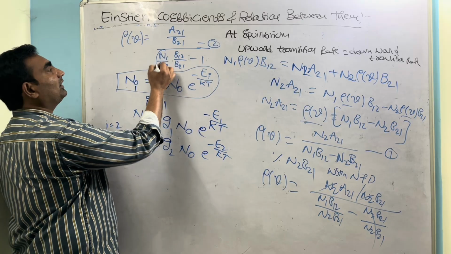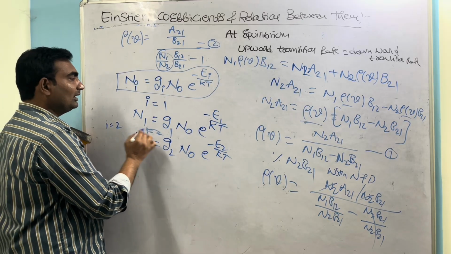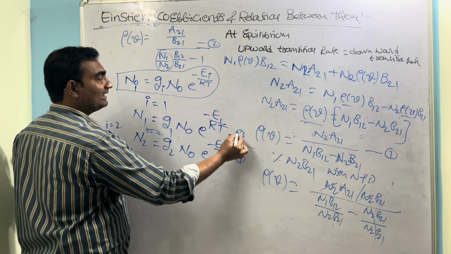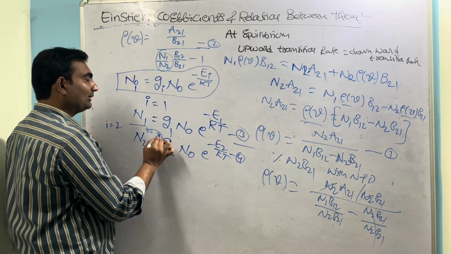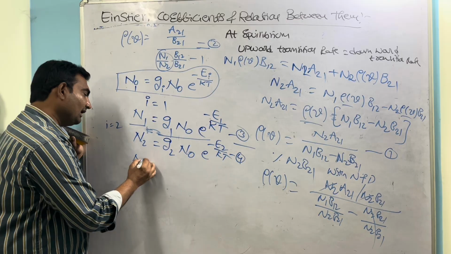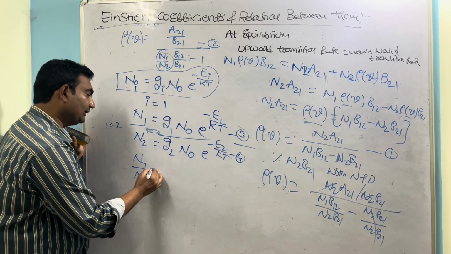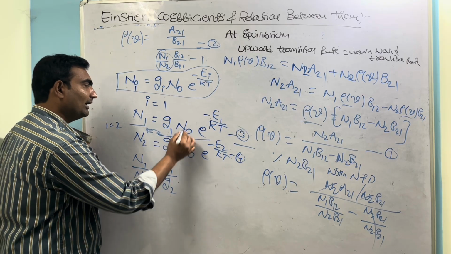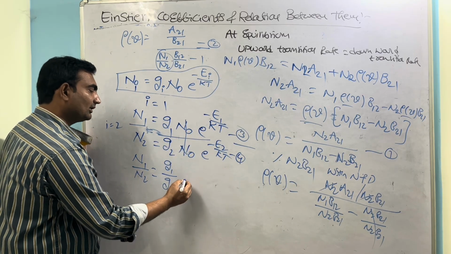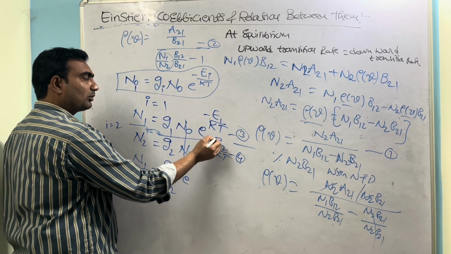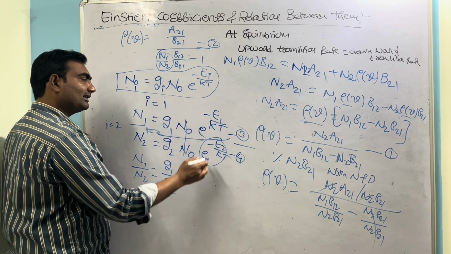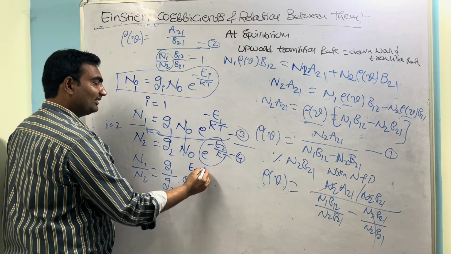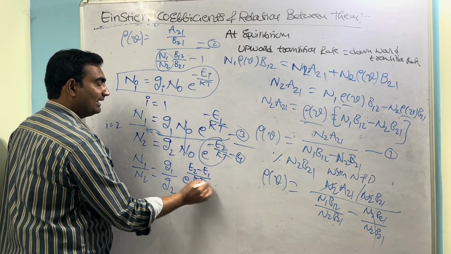So here what we want is N1 by N2. Let us assume that this is equation 3, and this is equation 4. Make 3 divided by 4. So N1 divided by N2 is equal to G1 by G2 into, N0 cancels out, e power, if you bring this value to the numerator, then this minus becomes plus. So it becomes E2 minus E1 divided by kT.